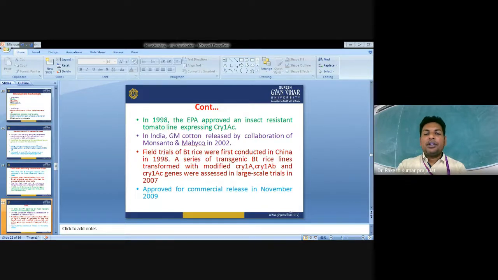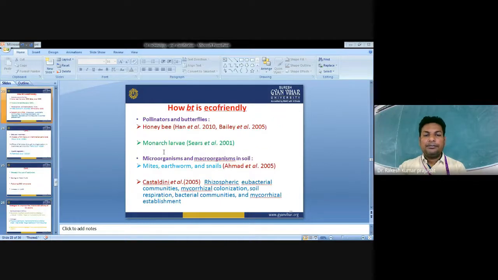In India, GM cotton was released by collaboration of Monsanto and Mahyco in 2002. Field trials of Bt rice were first conducted in China in 1998. A series of transgenic Bt rice lines transformed with the modified Cry1Ab and Cry1Ac genes were assessed in large scale trials in 2007 and approved for commercial release in November 2009.